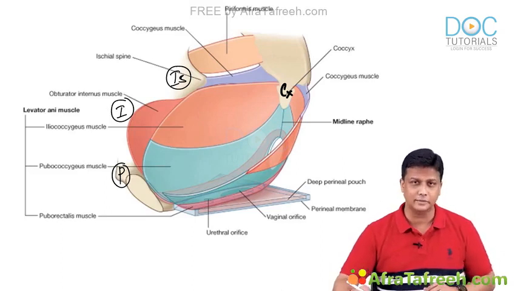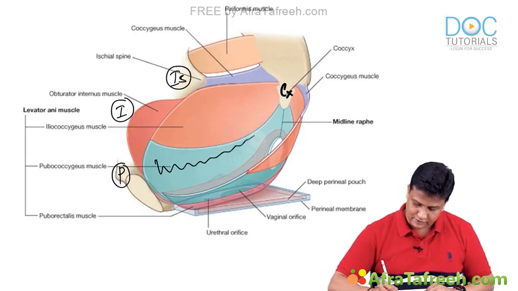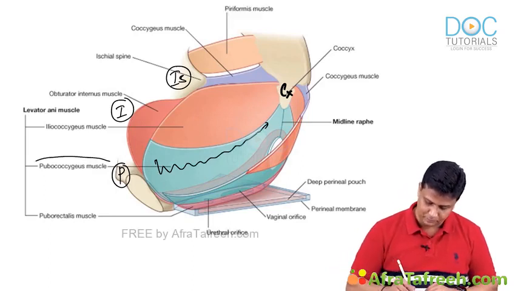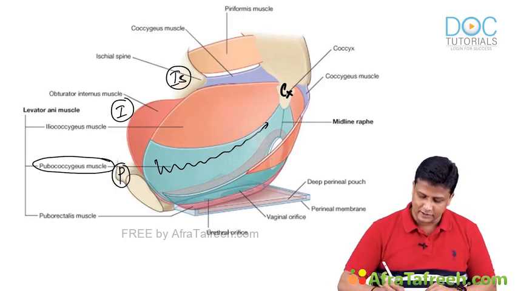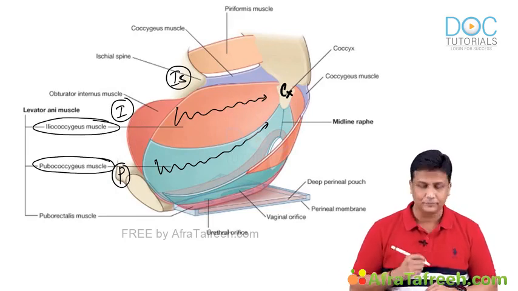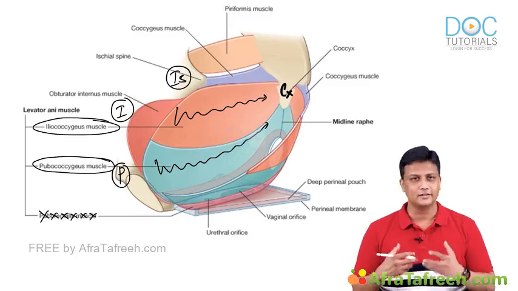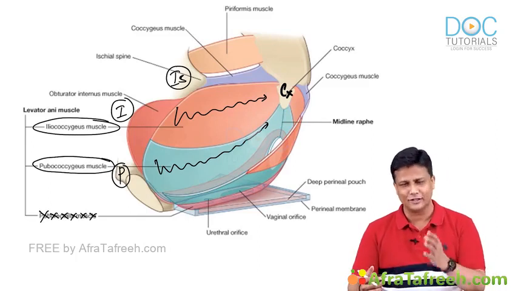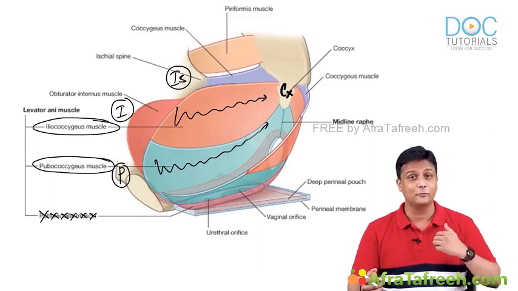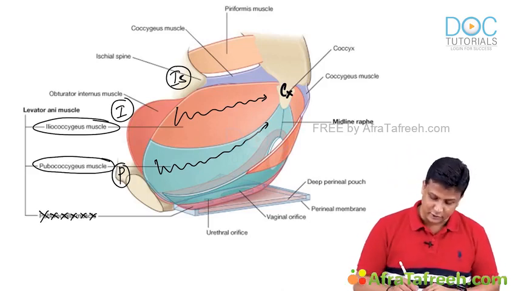Just for the sake of remembering, I'm telling you, remember like this. From the pubis towards the coccyx, that is pubococcygeus. Perfect. And then from the ilium towards the coccyx, that is iliococcygeus. Perfect. Okay. And don't get worried about this puborectalis, guys. I'll tell you about that. Like what is the importance regarding that, I'll tell you within few minutes. Now concentrate on pubococcygeus and iliococcygeus. These two muscles together, they are going to form levator ani. That is the number one.